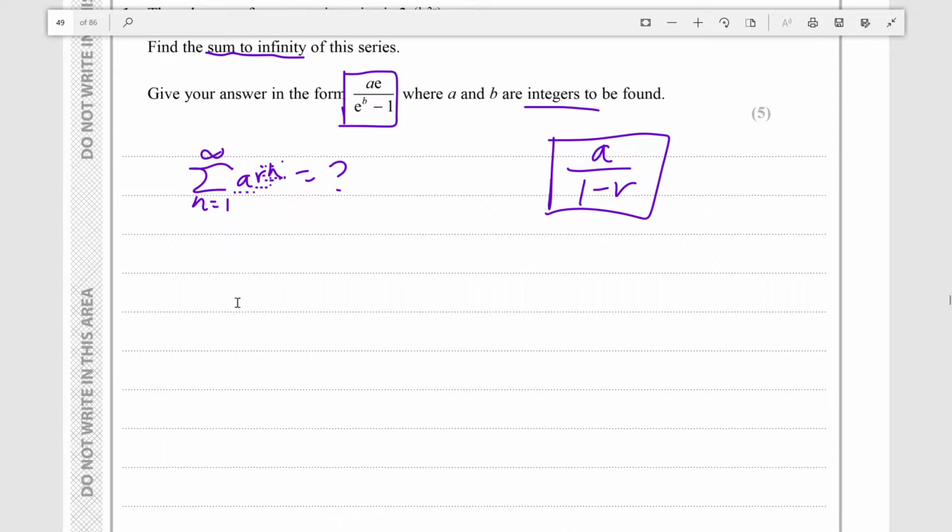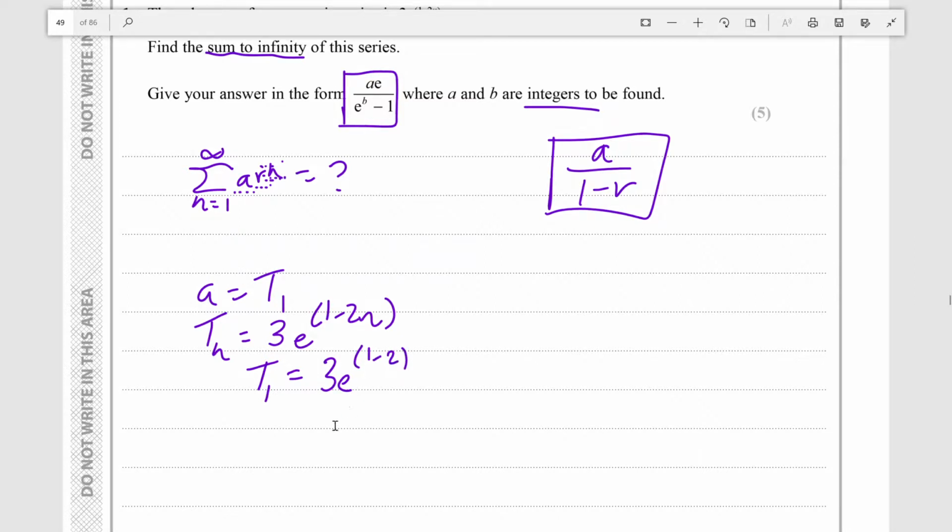So first, let's try and find a. a is t1. tn is 3 times e to the power of 1 minus 2n, so t1 is 3 times e to the power of 1 minus 2, or 3 times e to the power of negative 1, or 3 over e. And then, so a is 3 over e, or 3 times e to the minus 1th power.